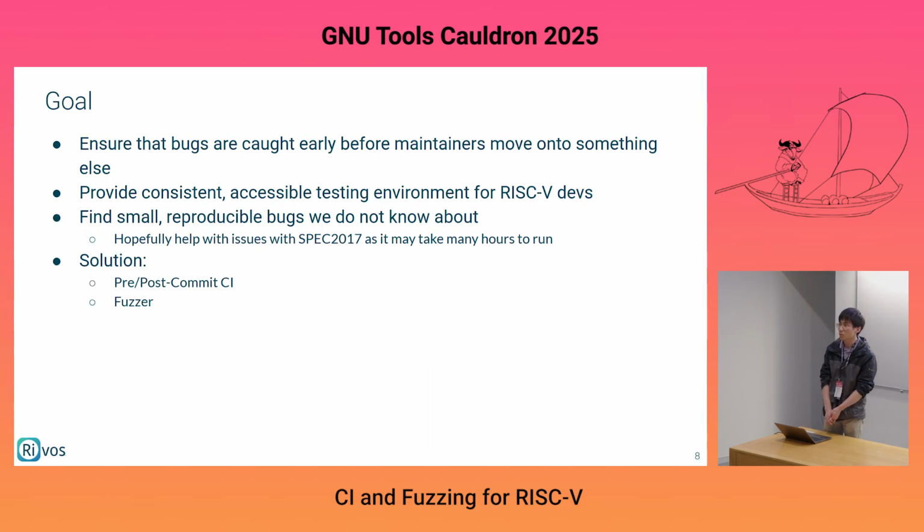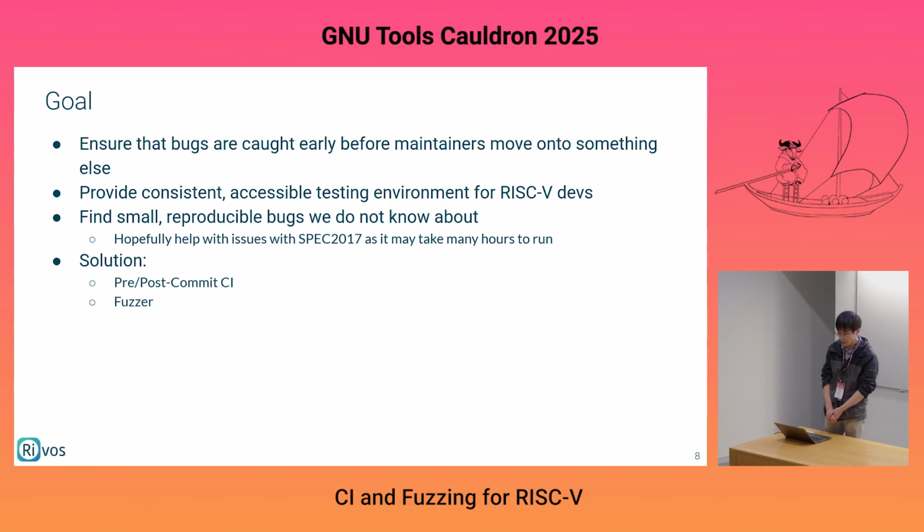So this kind of led to wanting a way to catch bugs earlier for the maintainers and developers to fix before moving on to something else, and also provide consistent, accessible testing environments for RISC-V developers. There were plenty of situations where we would encounter bugs only to have a response of, oh well, we tested it on our system and it didn't work.